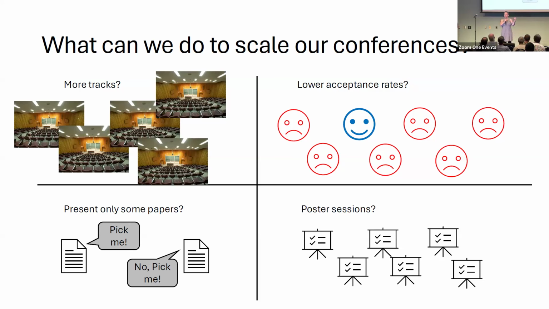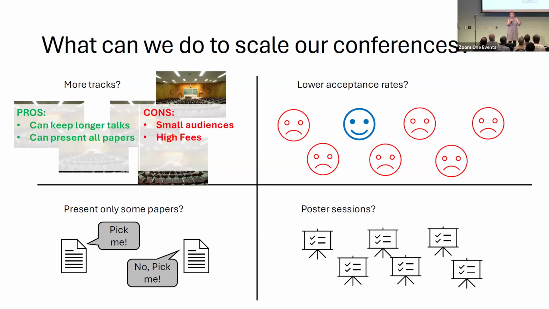One, of course, is having more tracks or lower acceptance rates, presenting only some fraction of the papers, or having poster sessions. But of course, none of these are perfect solutions. They all have pros and cons. For more tracks, we have the pro that we can keep our talks pretty much the same. We can present all the papers, but you'll have smaller audiences per track, and you'll have higher fees to fit into venues that can accommodate this.